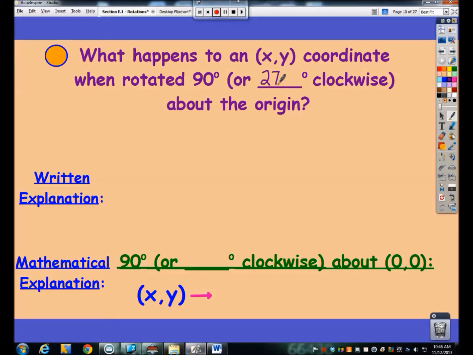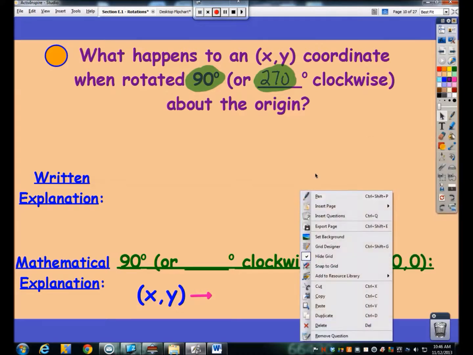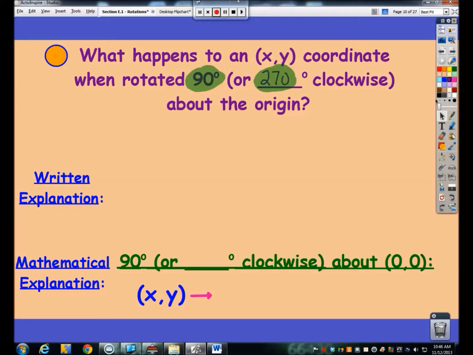So 90 degrees counterclockwise is the same thing as 270 degrees clockwise. And you can always figure this out because guess what these two numbers add up to be? 360, because I need to end up at the same spot to make a full circle. One goes one way, and the other goes the opposite direction, but together it makes a full circle.